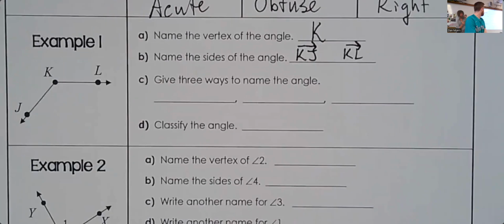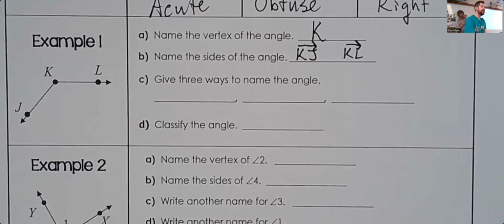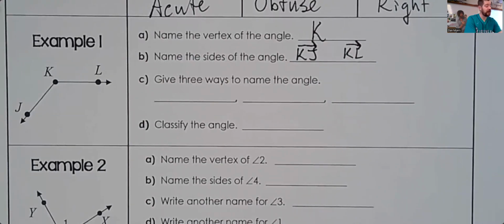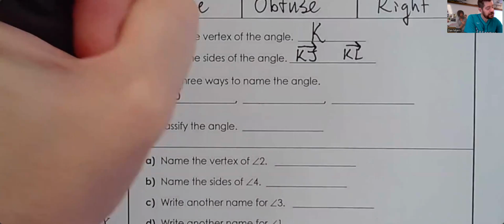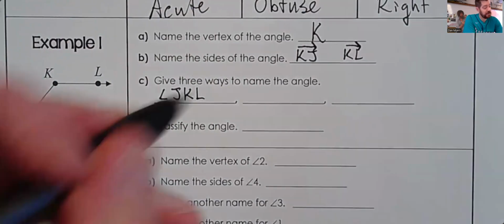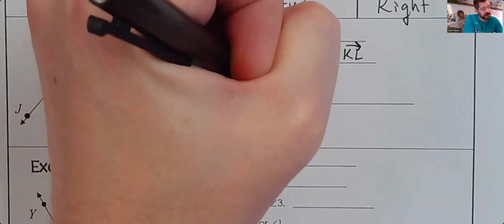All right, now there are 3 ways to name this particular angle. What would one of them be? We're using 3 letters. So what's one way to name it using 3 letters? JKL, all right, so angle JKL. Make sure the vertex is in the middle, so angle JKL. What's another one? K needs to be in the middle. LKJ, yep. So angle LKJ.